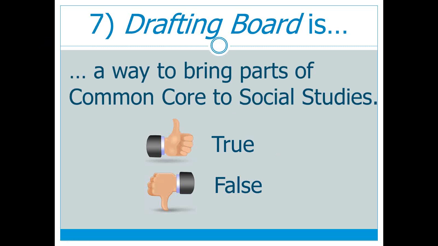Number 7, and we've only got 10: drafting board is a way to bring parts of Common Core to social studies. True or false? Raise your hand if true, not if false. And I'm seeing most hands raised. That is another reason why we did this, because so many social studies teachers are needing to support literacy. So we've got topics that are comprehensive, sort of deeper dives into certain civics matters that teachers can use. If you're in social studies, you could use drafting board mainly for that, but also to help support what they might be learning in their ELA classes.